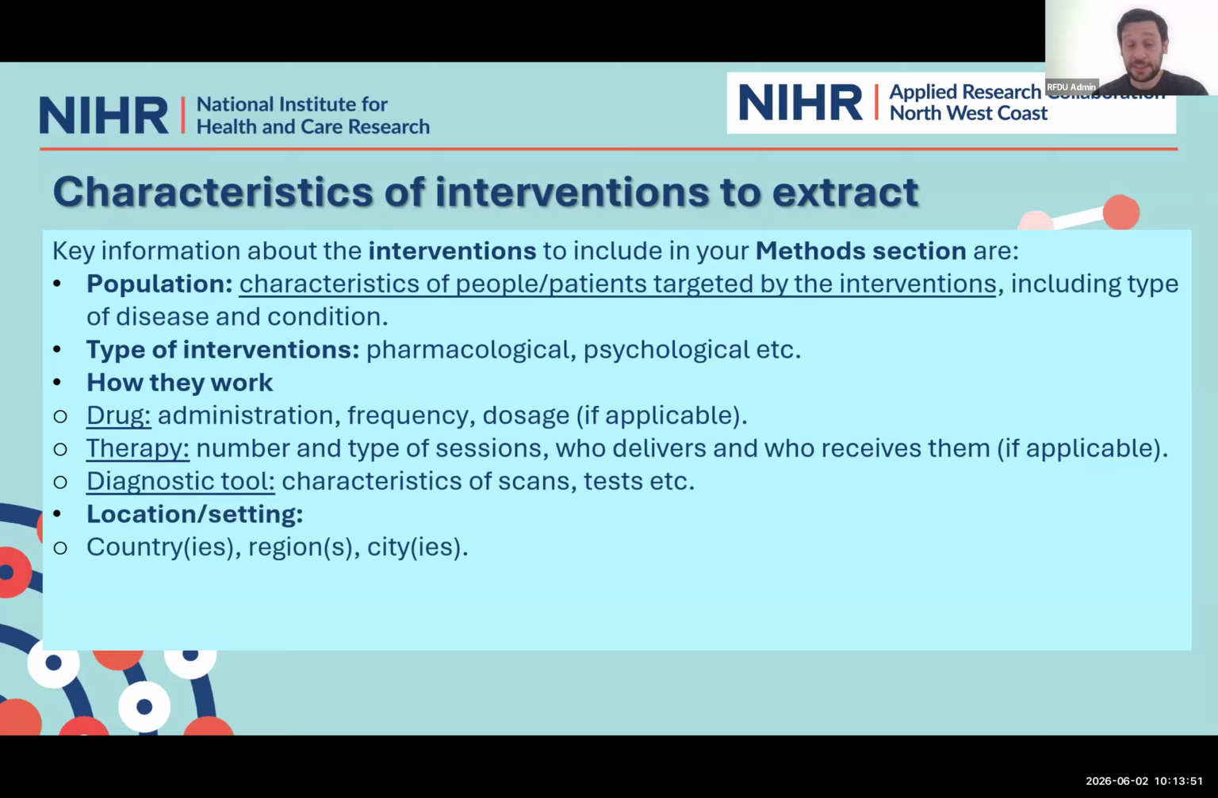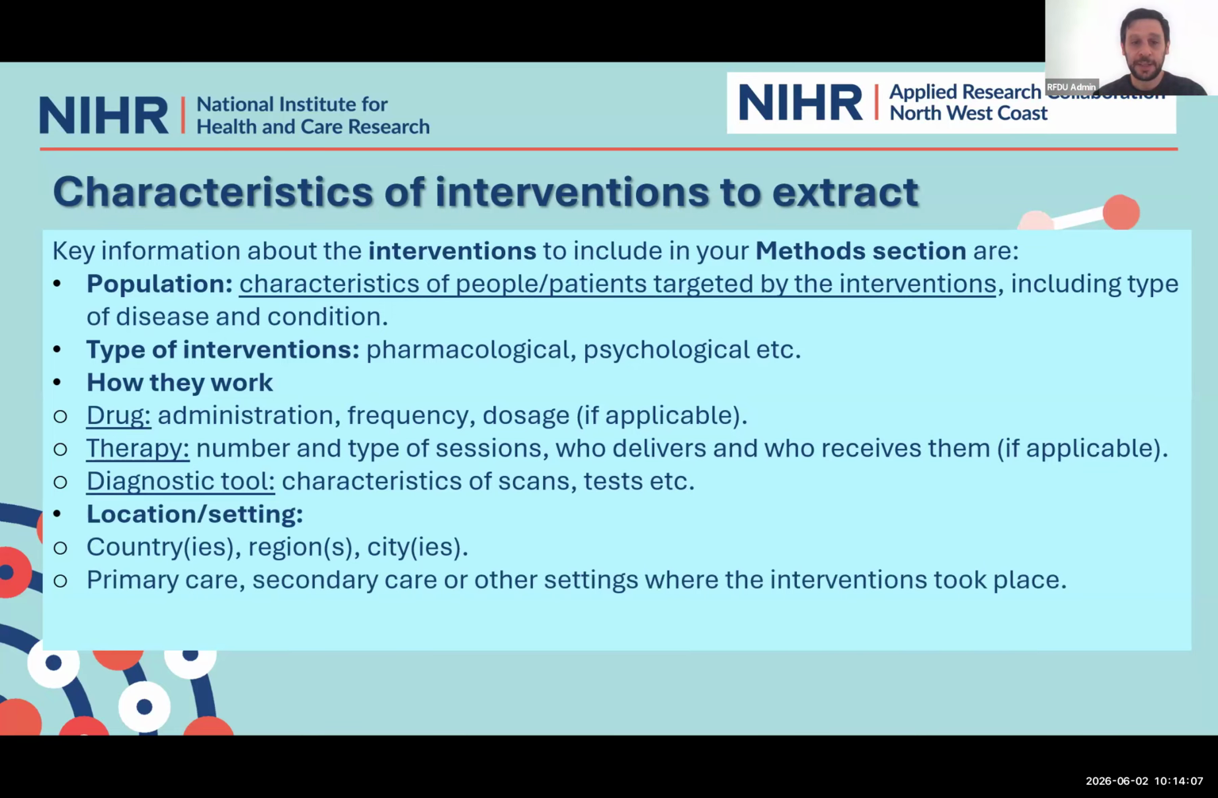Similarly, for the location and setting, the intervention might be located in the UK or in other countries, or you might also have some indication of where the intervention was run from a regional point of view, or even some indication about the cities. And also the settings, primary, secondary, or tertiary, or other settings where the interventions took place.